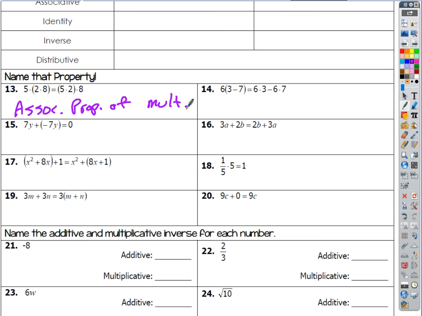That's commutative, isn't it? I'm adding up 2 things, and I'm just exchanging the order in which I'm adding them. Right? Just changing places. So that would be the commutative property of addition. Okay? How about 17?